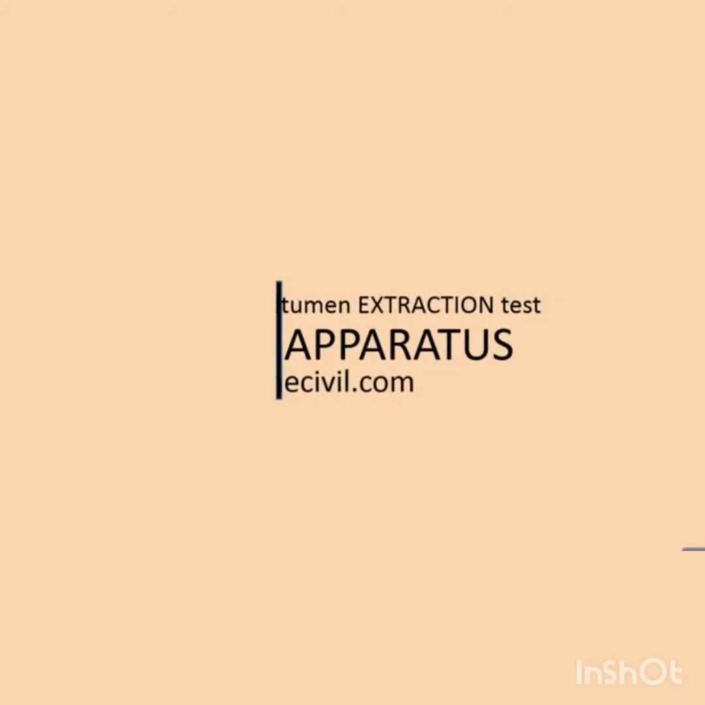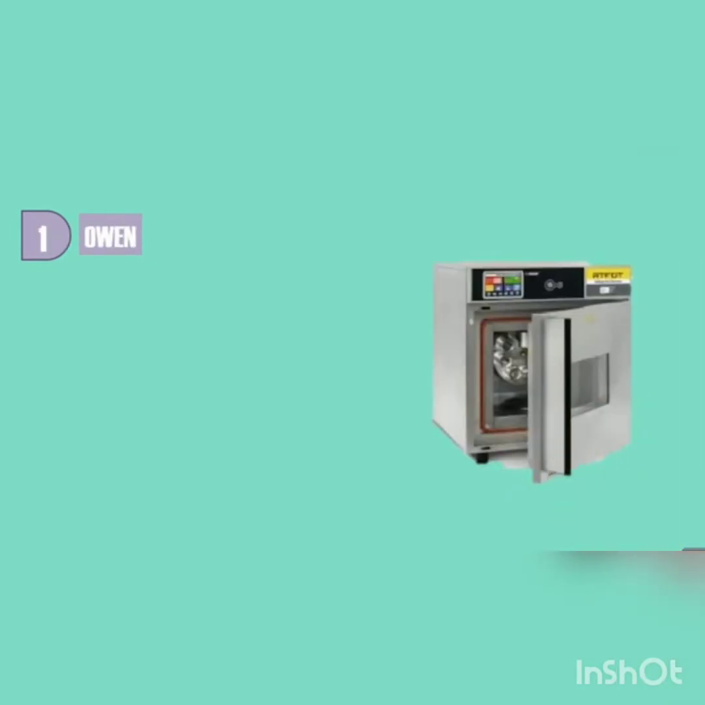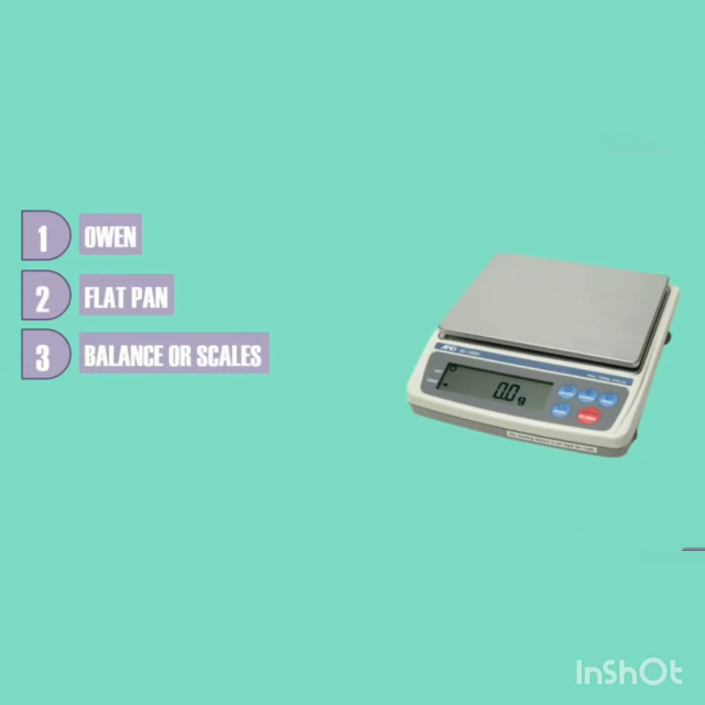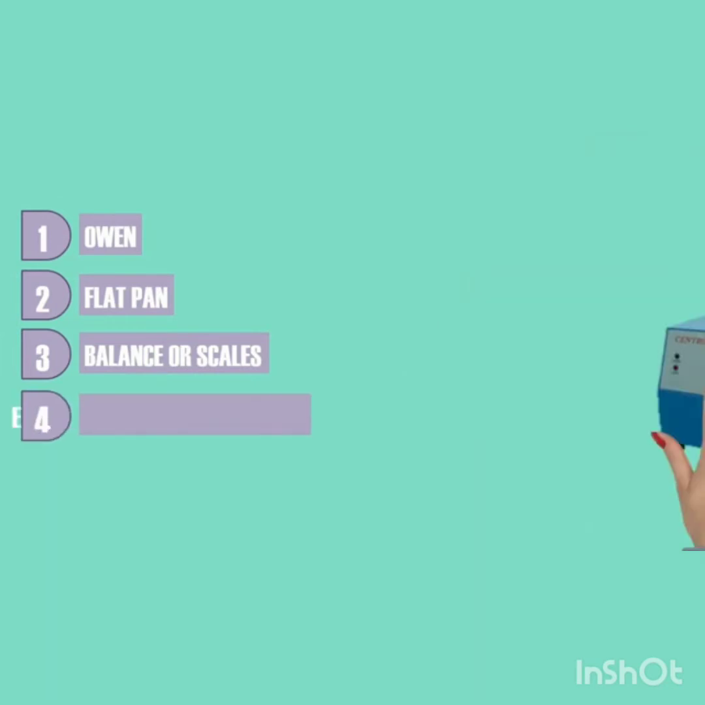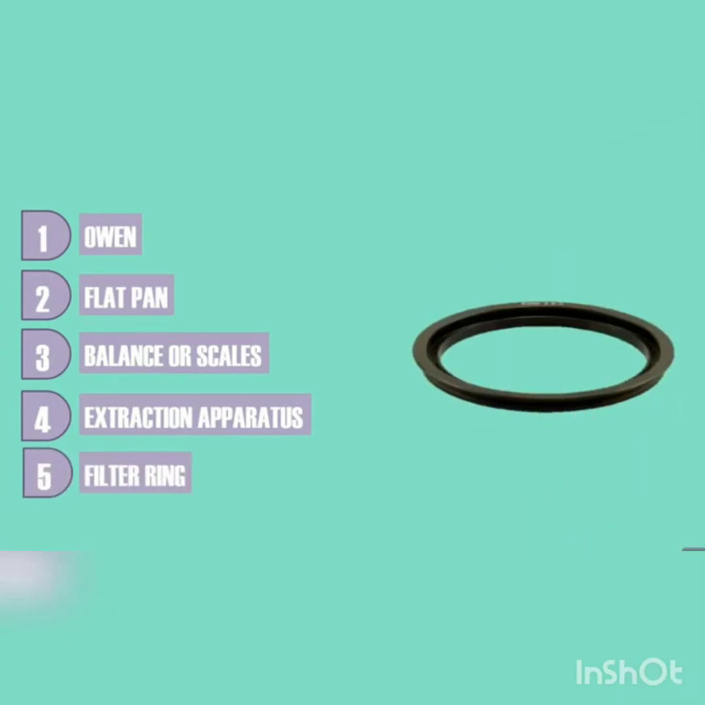Now about the apparatus that would be required for the test is: Number 1. Oven. A well-maintained oven is needed, capable of maintaining the temperature at 110 degrees. Number 2. A flat pan for carrying the test specimens. Number 3. Balance or scales capable of weighing the sample to an accuracy of 0.05% of its mass. Number 4. Extraction apparatus, consisting of a bowl and an apparatus in which the bowl may be revolved at controlled variable speeds up to 3600 revolutions per minute. Number 5. Filter ring or filter paper to fit in the rim of the bowl.